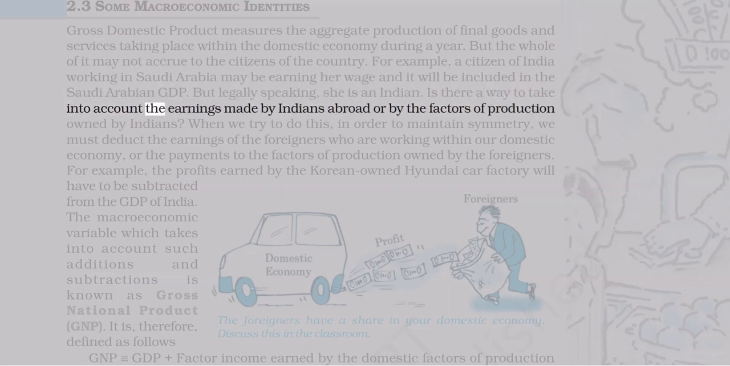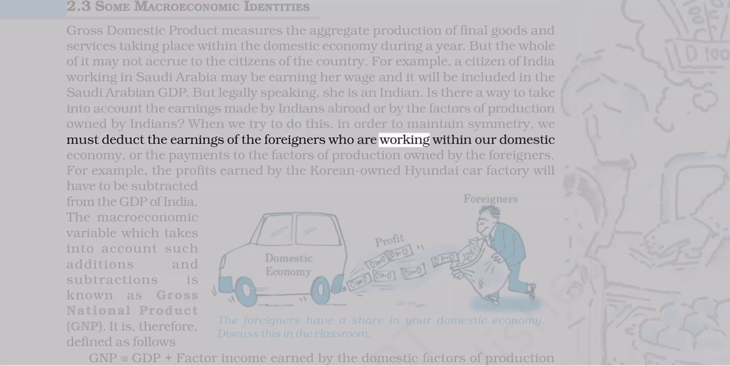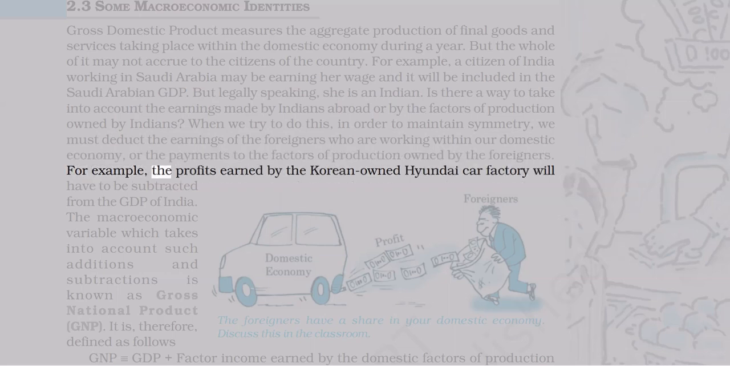Is there a way to take into account the earnings made by Indians abroad or by the factors of production owned by Indians? When we try to do this, in order to maintain symmetry, we must deduct the earnings of the foreigners who are working within our domestic economy, or the payments to the factors of production owned by the foreigners. For example, the profits earned by the Korean-owned Hyundai car factory will have to be subtracted from the GDP of India. The macroeconomic variable which takes into account such additions and subtractions is known as gross national product, GNP.